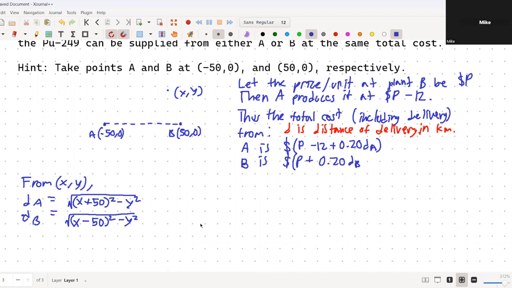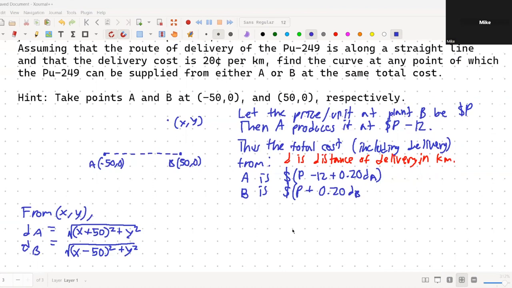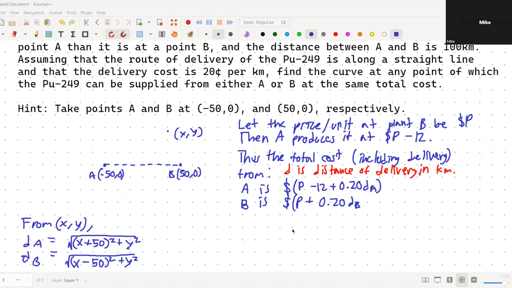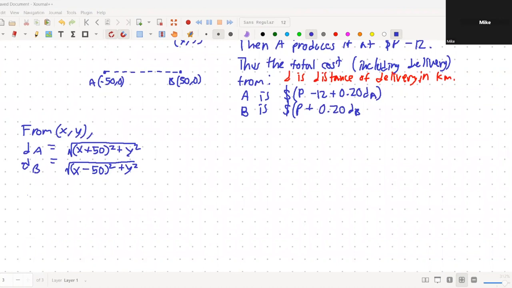Bakit minus y square? Okay, so substitute mo ngayon yan dun sa sineta po na price. So, P minus 12 plus 0.20 D sub A. So, cost from A is P minus 12 plus 0.20... And then, ayan.